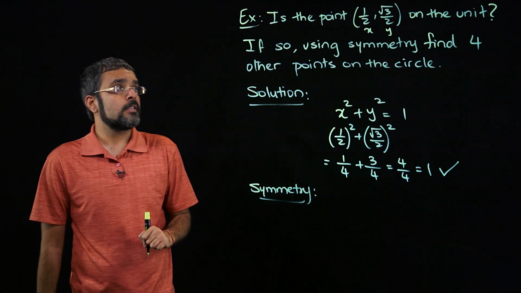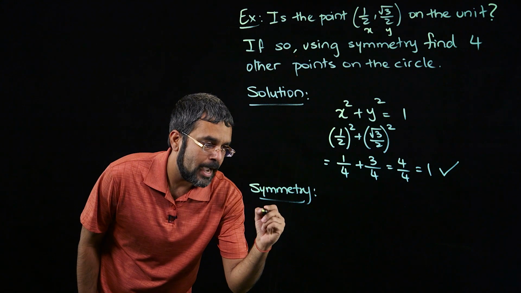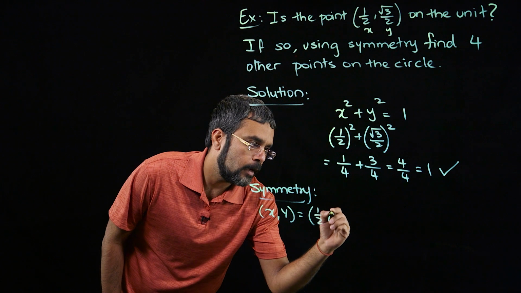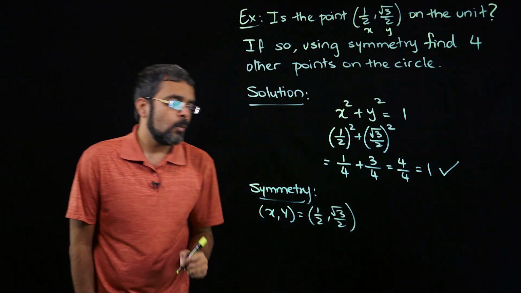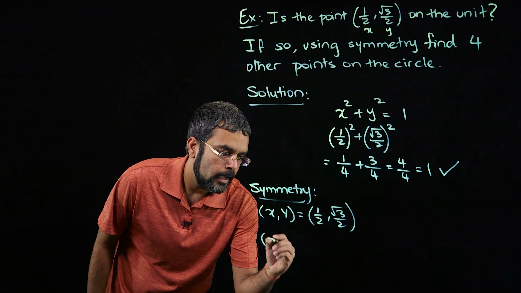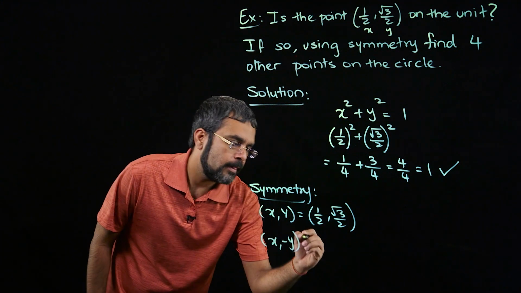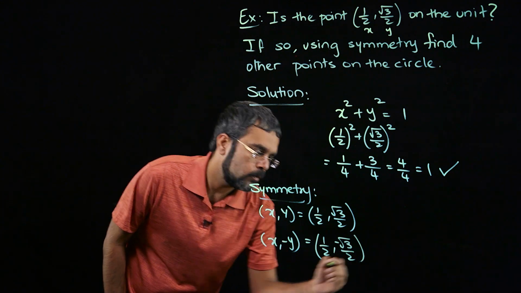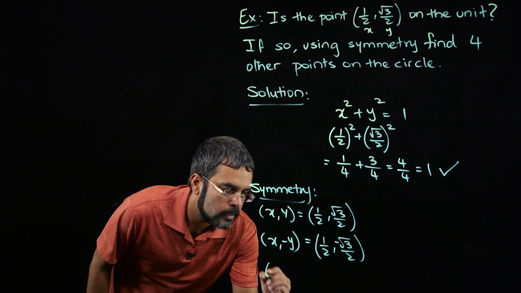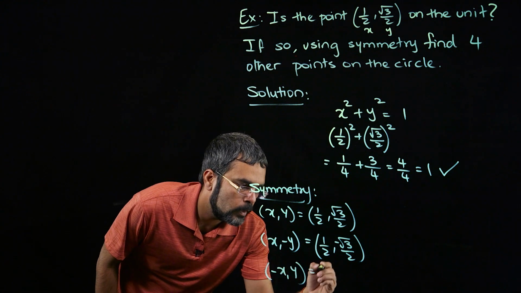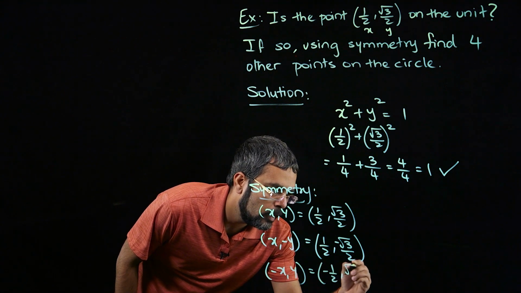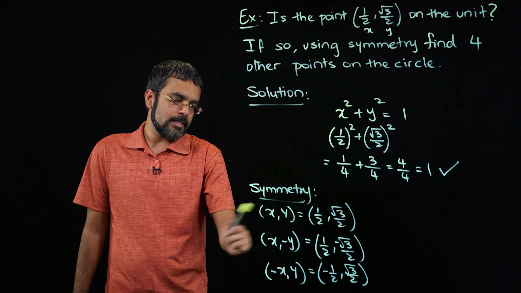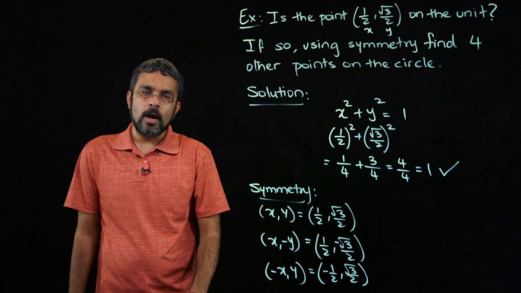Now using symmetry, right, I need to find 4 other points. If you remember, we have x, y equals 1/2 and √3/2. One of the points that we could find was x, negative y, and that point is going to be 1/2, negative √3/2. Okay. Another point we had was negative x, y, which is negative 1/2 and positive √3/2, right? So these are my 2 points. This is a reflection about the x-axis. That is a reflection about the y-axis.